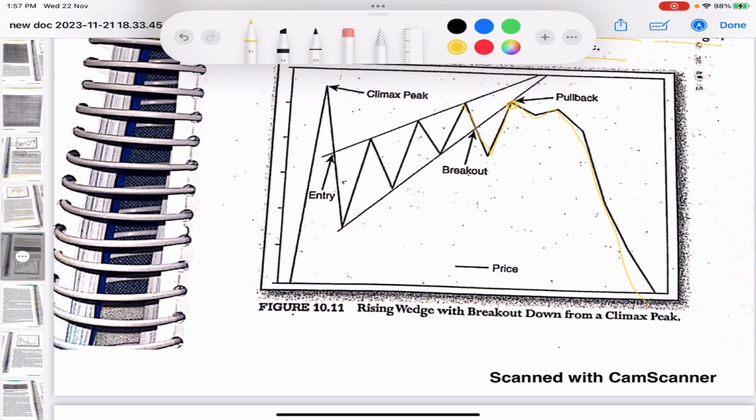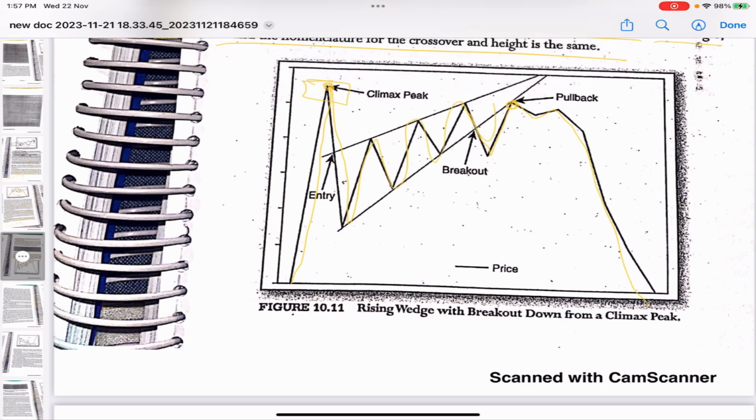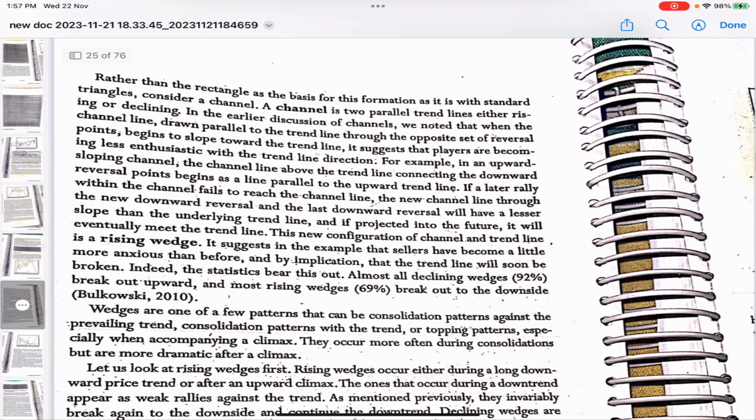Now, what is a climax peak? Before a wedge actually happens, before it comes into a wedge formation, the price usually has a very sharp uptrend, and then it goes down. So this earlier peak is known as a climax peak.